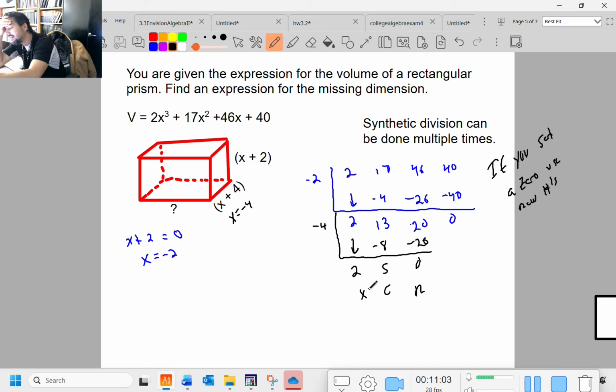The remainder is a constant, x. This is the last factor. It's 2x plus 5. That is the missing length. It is 2x plus 5.